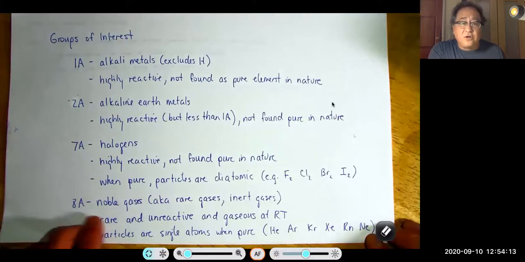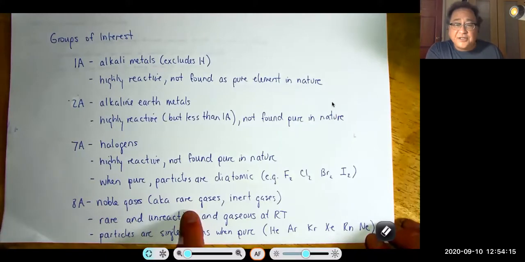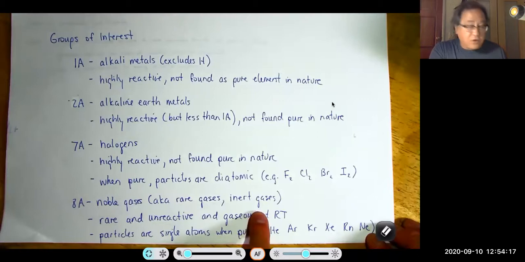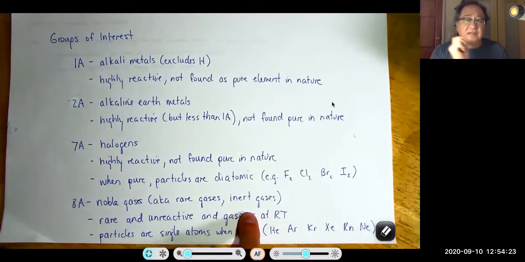Group 8A, they're called the noble gases. They're also called the rare gases, and they're called the inert gases. They're called rare gases because they are rare. They're called inert gases because they're unreactive. And as such, since they're unreactive, they're found as single atoms when you have a sample of it.